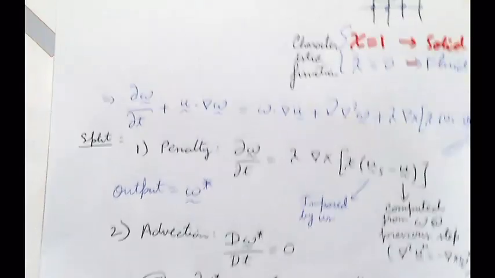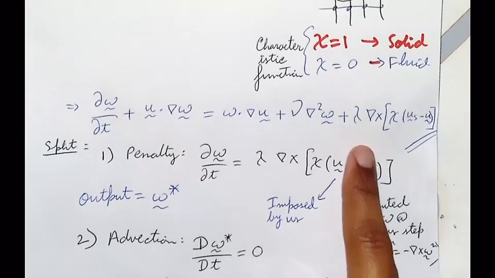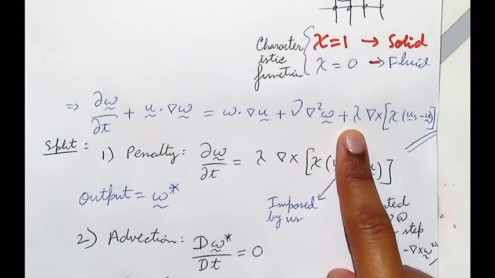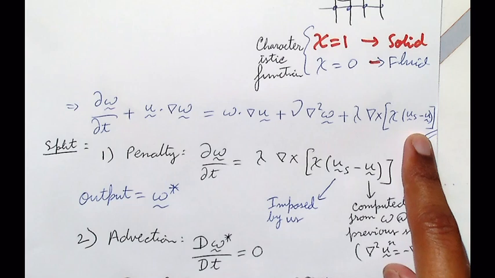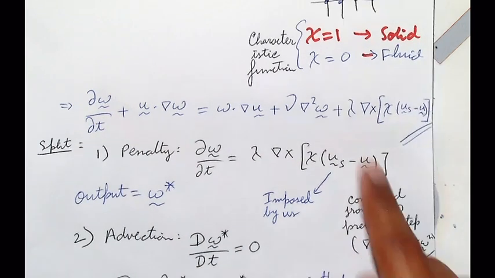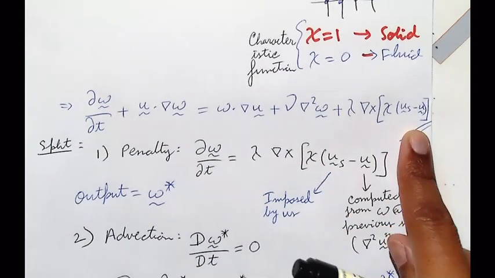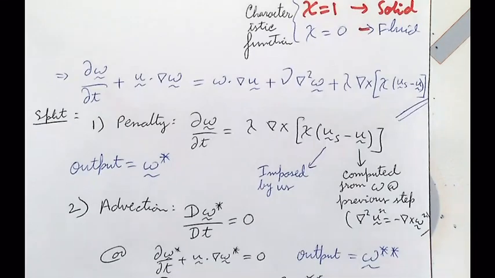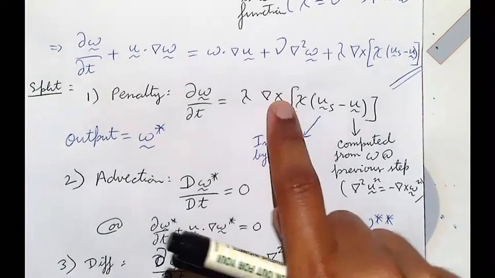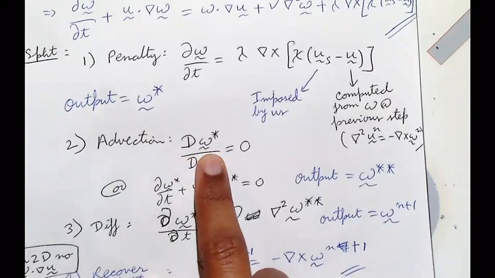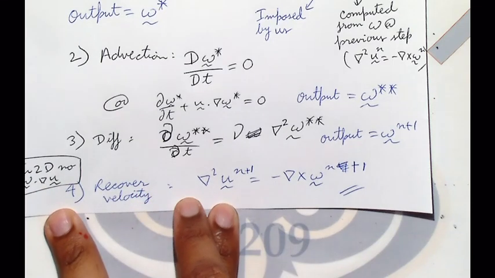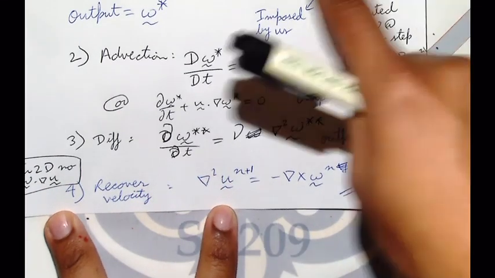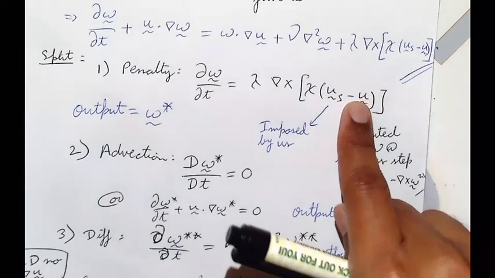So yeah, we haven't done anything very fancy. We just said, okay, we will let our penalty term stay in the momentum equation. We take the curl, which gives us this extra forcing term in terms of vorticity. Then we split. We do the penalty first, then we do advection, or if you prefer, you do diffusion here and advection here. And at the very end, we recover the velocity, which we will use at the next step, over here and in advection.